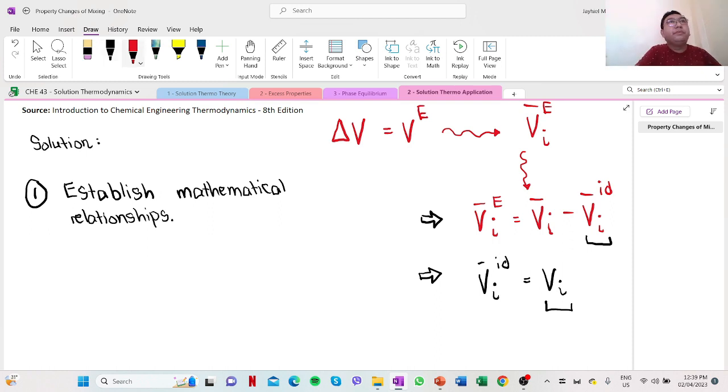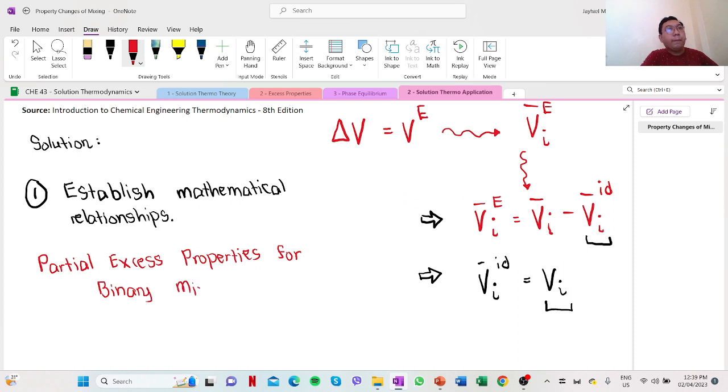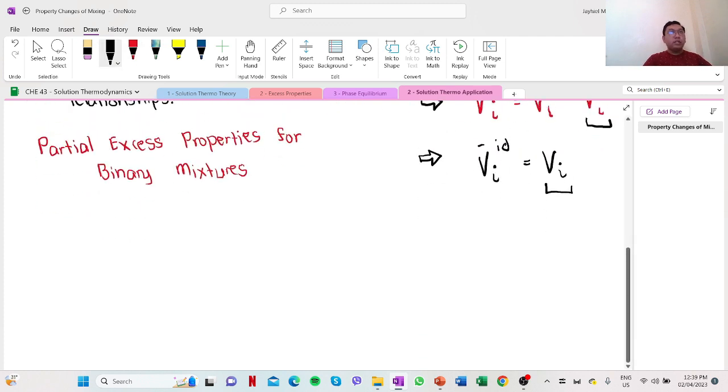So the partial excess properties for binary mixtures. Okay. So I will write here all of the equations that I have prepared before I start doing the solution.